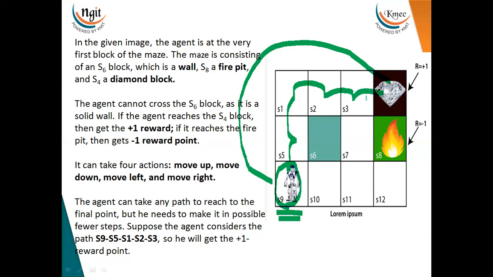When you look at the maze, your brain may think this is a very simple solution. But when you are training a machine, a robot, you should take care that the robot does not get stuck at the wall, and does not enter the block containing fire. It should reach the goal, the block containing the diamond. Then only will it get the reward.